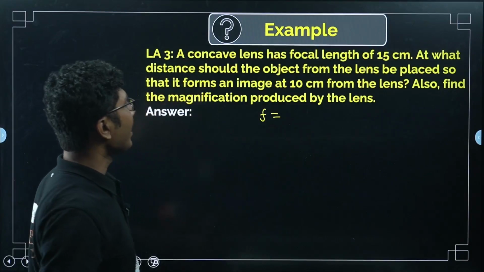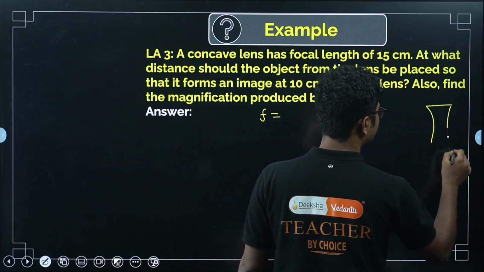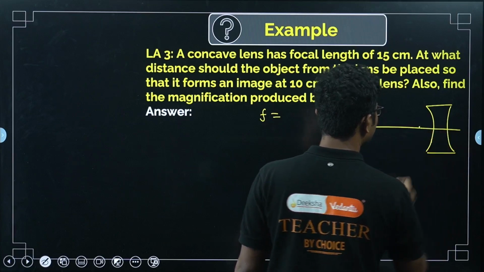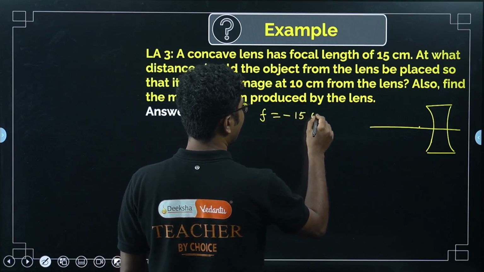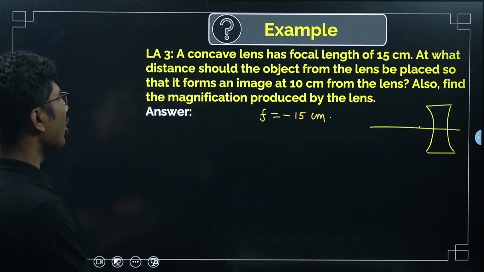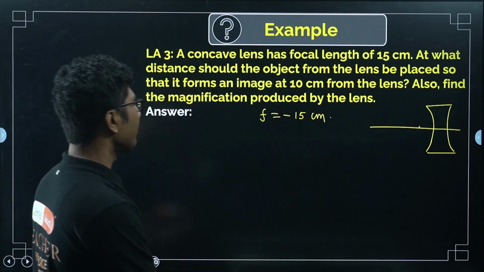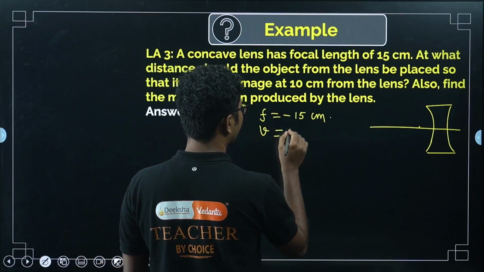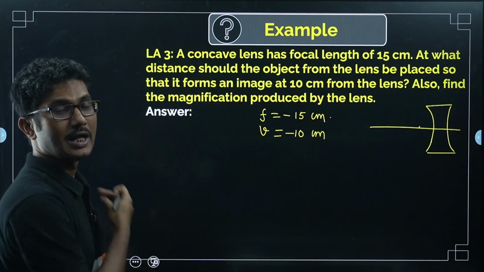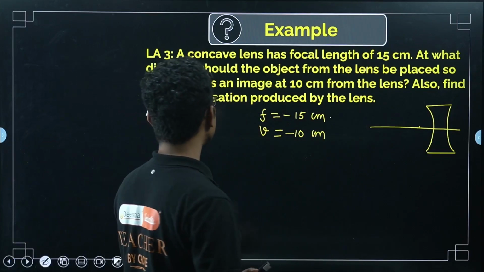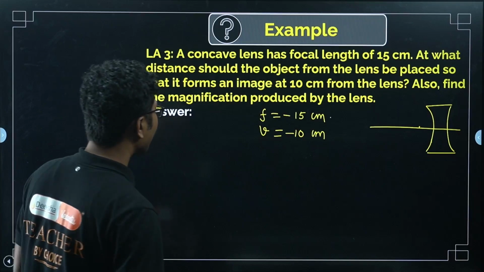Now the focal length of a concave lens is negative, because the concave lens focal length is on the left hand side. Anything on the left hand side is negative. So the focal length of a concave lens is negative, and it is minus 15 centimeter. At what distance should the object from the lens be placed so that it forms an image 10 centimeter from the lens? Now the image distance is given, 10 centimeter. We know that for virtual images, objects and images are on the same side, especially for lenses. Also find the magnification produced by the lens. So for magnification we have to calculate u. Let us first calculate u.